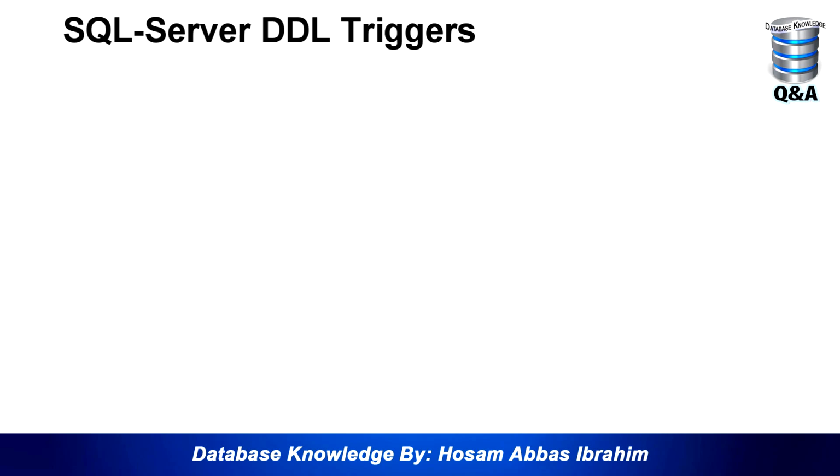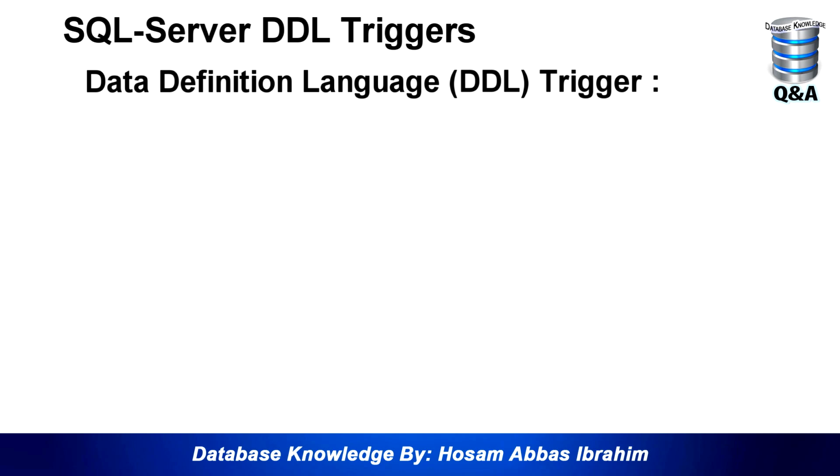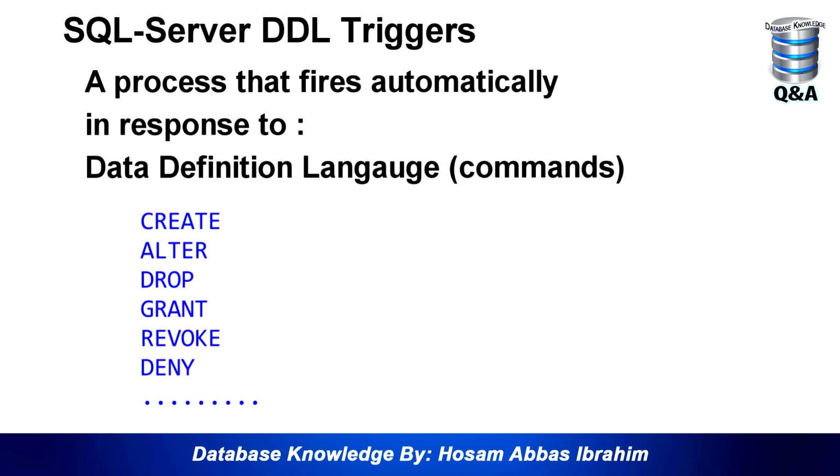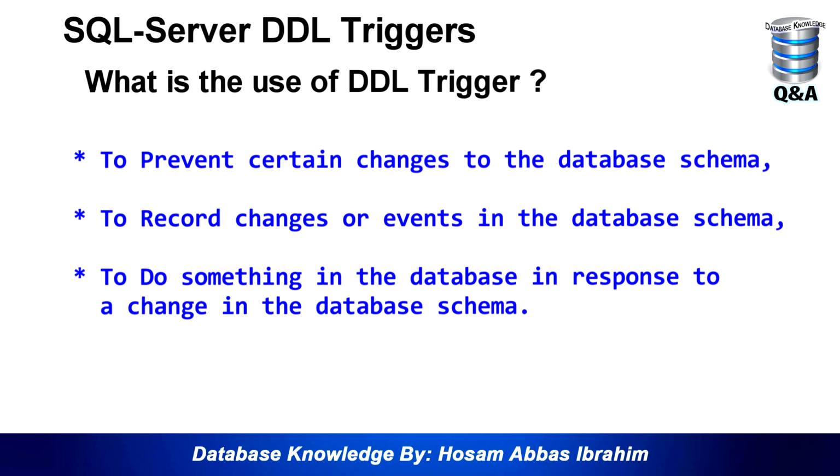Today we will talk about DDL trigger. DDL trigger stands for Data Definition Language Trigger, which is a trigger that fires automatically in response to data definition language commands. For example, create, alter, drop, grant, revoke, and all these sort of commands as we know them. The use of DDL trigger is to prevent certain changes to occur in the database schema. Also, we can use them to record any changes that happen in the database schema, or we can do something in response to changes that happen in the database schema.